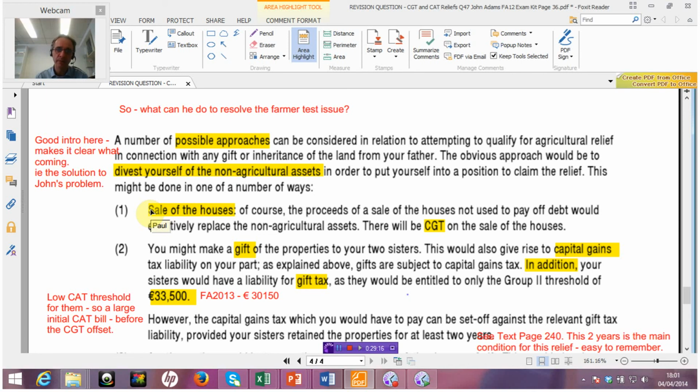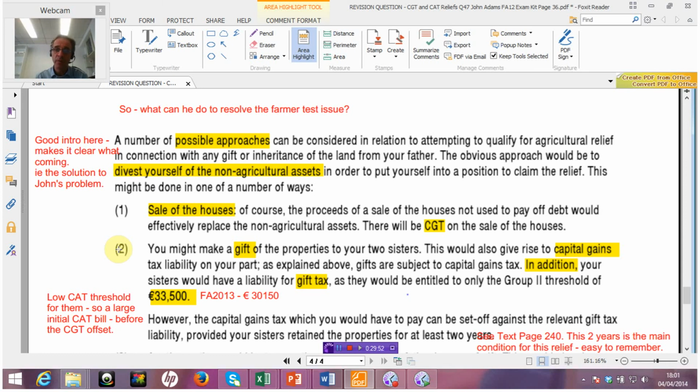We're under time pressure. Okay, second one is here we see the reason why the sisters were mentioned. There's no other information apart from that. They're just sticking out there like a sore thumb. That's a prompt from John Morrison to use them in some way. So if we're lucky enough, we can work out that perhaps they could receive these properties. In other words, he could simply gift them. But the problem with that is that it crystallizes a CGT liability. In effect, we would be talking about some sort of CGT bill.